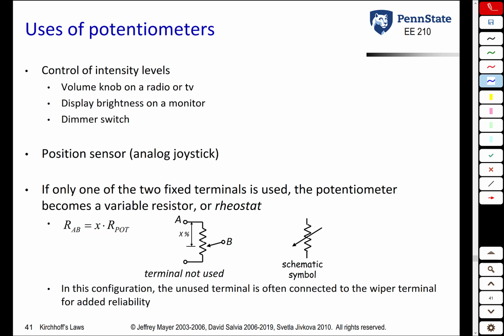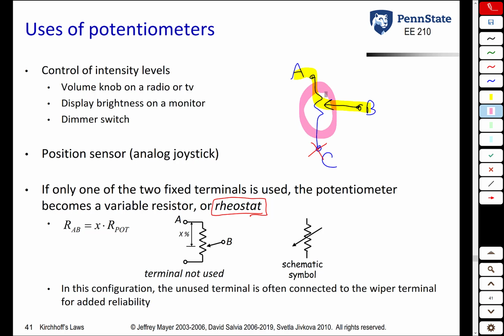The final example is when you want to use only two terminals of the potentiometer. If you use, let's say, terminals A and B, and ignore terminal C, the potentiometer can be used as a variable resistor. And we call that a rheostat. So basically what happens is if you're using just terminals A and B, by moving the wiper blade, you dictate how much of this total resistance you want to use.